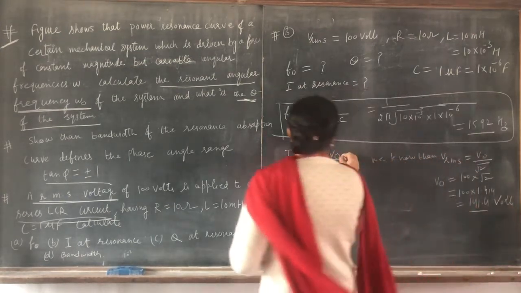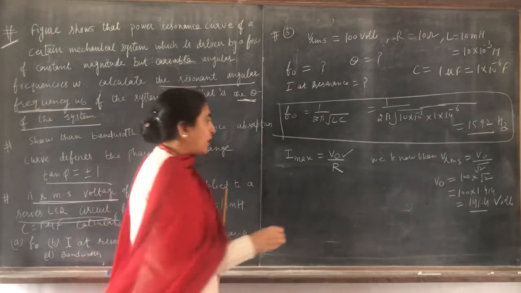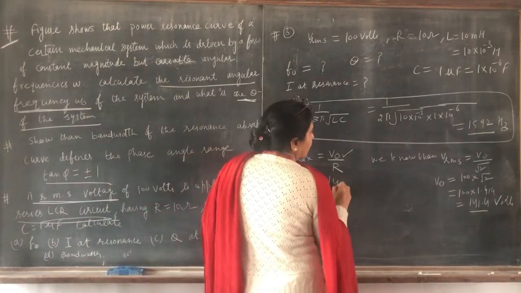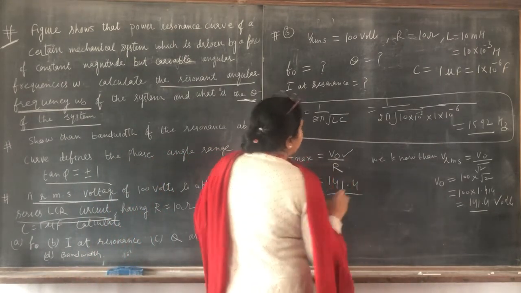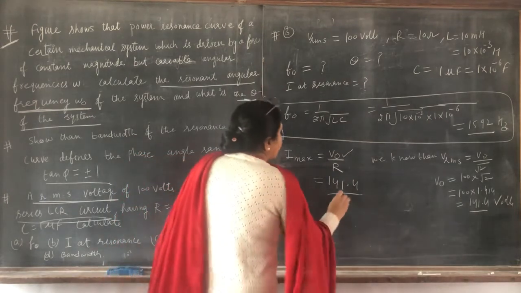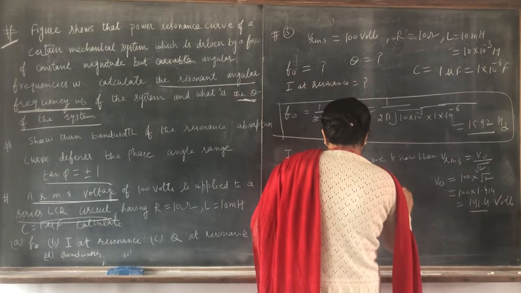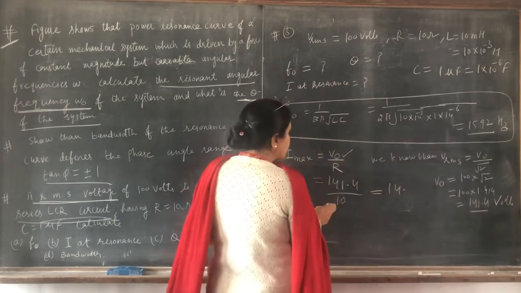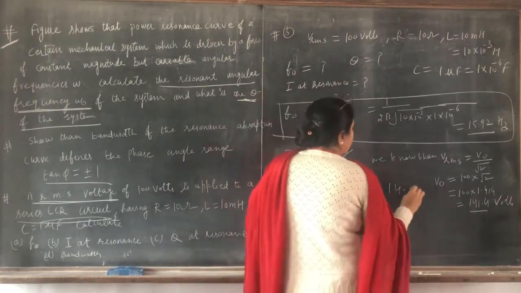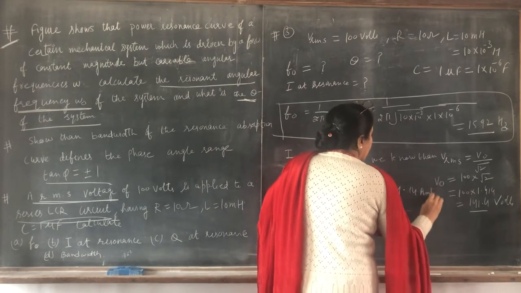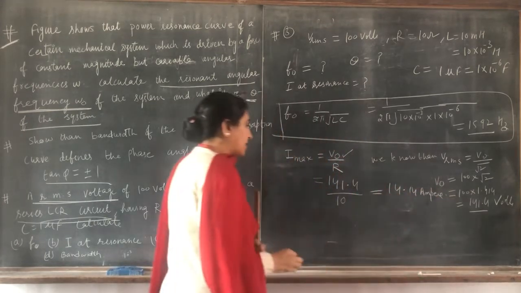Put the value of V naught here. V naught is 141.4 divided by R. What is R? That is equal to 10. So the current will become 14.14 amperes. So this is the current.